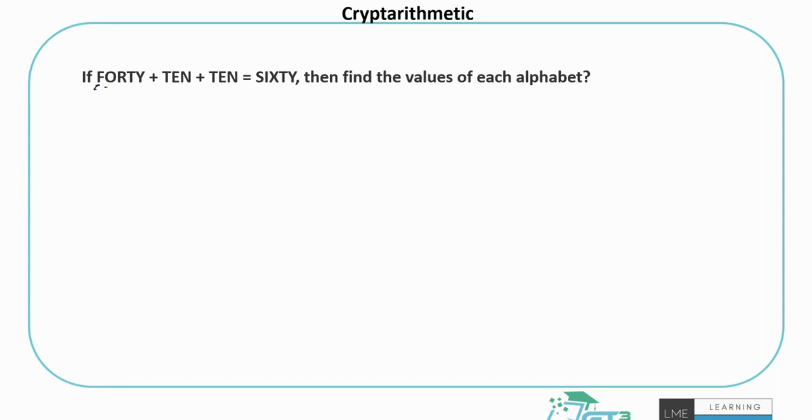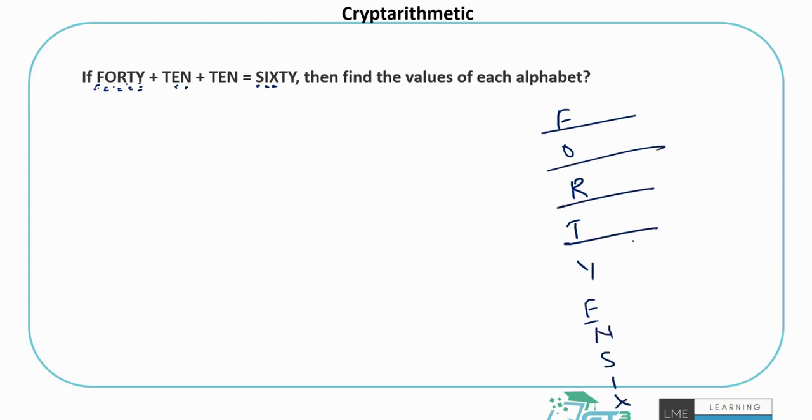So as I said, if you observe carefully, there is 1, 2, 3, 4 and 5, 6, 7, 8 and 9 and 10. There are 10 unique alphabets. You see, F, O, R, T, Y are 5 unique. T is already repeated, E is the 6th unique, N is the 7th unique, T and N are already repeated, S is the 8th unique, I is the 9th unique and X is the 10th unique. So basically there are F, O, R, T, Y, E, N, S, I, X.